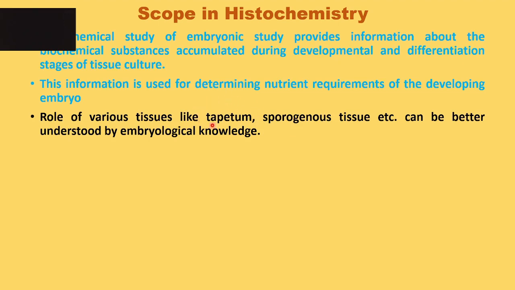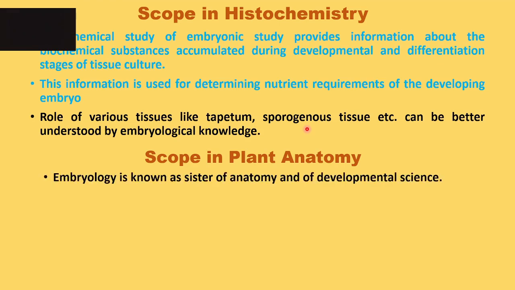Means we can get to know the role of different types of tissues which are present in the different types of organs of the plant. Now this embryology has great scope in plant anatomy, and embryology and anatomy are very closely related sciences, and they are known as sisters. Means embryology and anatomy go hand in hand, and they are supposed to be the sister branches of developmental science.